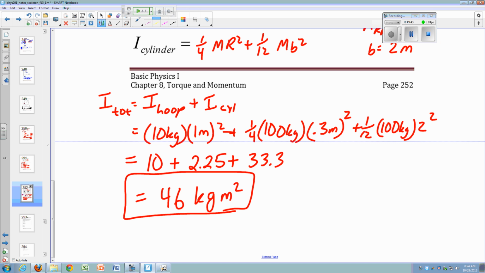The point being there is that if you have multiple shapes that are coming together and they're rotating in the same body, like here I had a cylinder and then I had a hoop that was around him, then you just add up their moments of inertia. And we'll see that in a problem, like I said, in the homework, I think, and also some old exam problems.